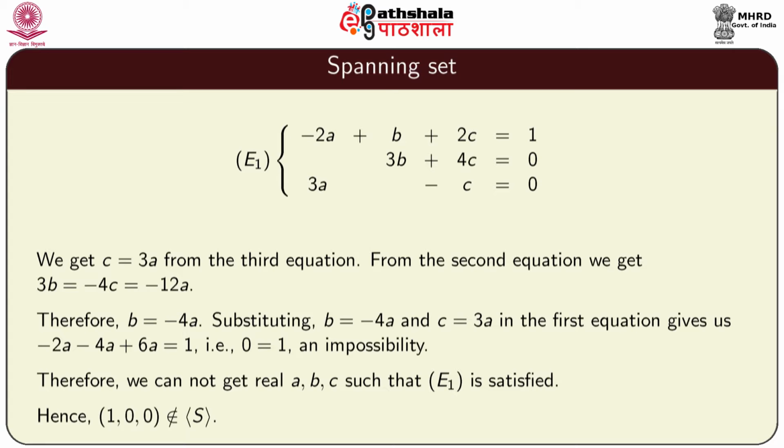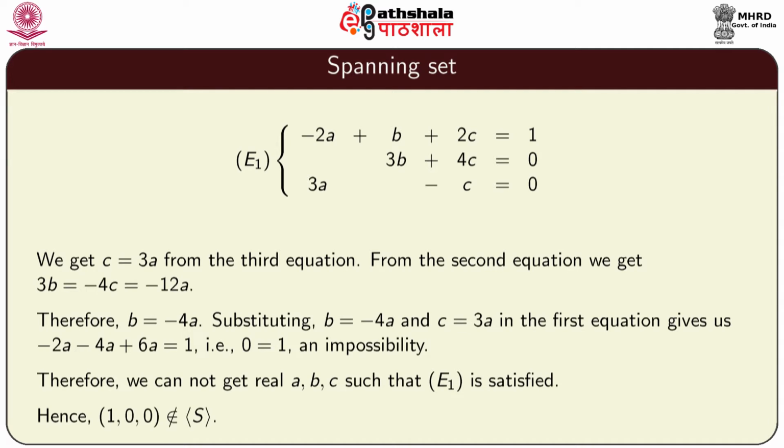You can see that we have a system of 3 linear equations in the unknowns A, B and C. Well, what is this system of equations for? We are first trying to understand whether the vector 1, 0, 0, the first canonical basis vector, is in span of S or not.